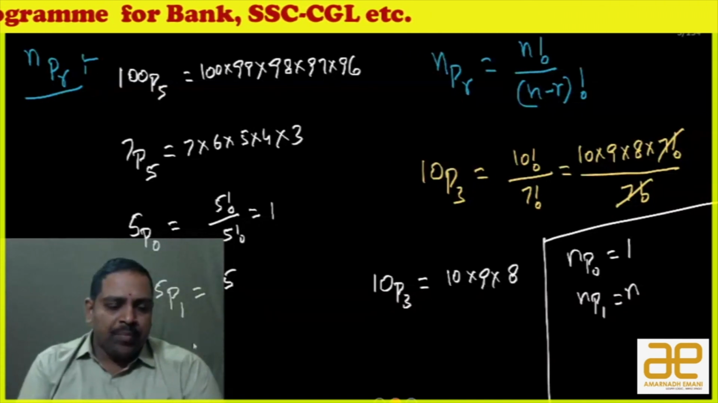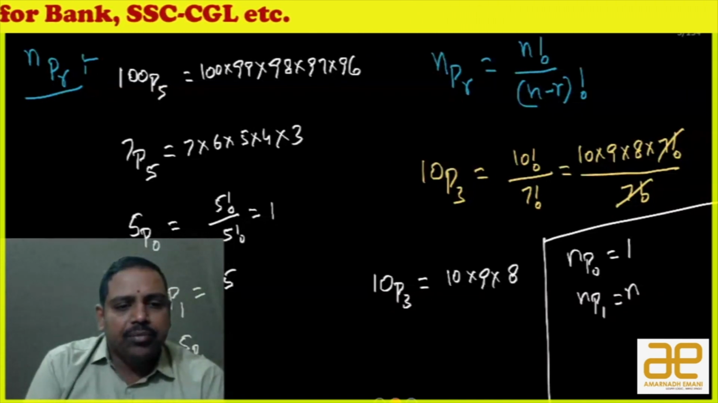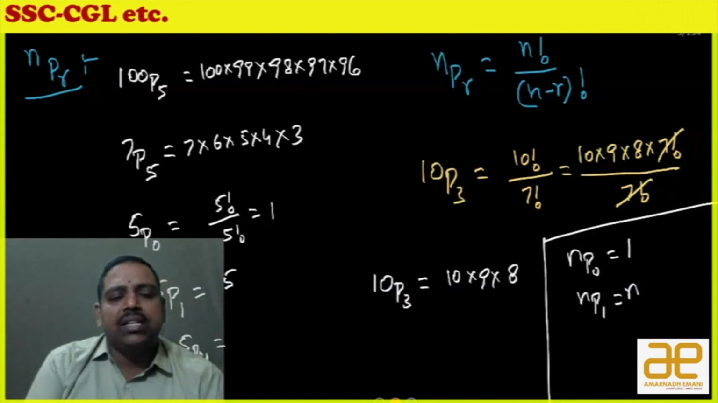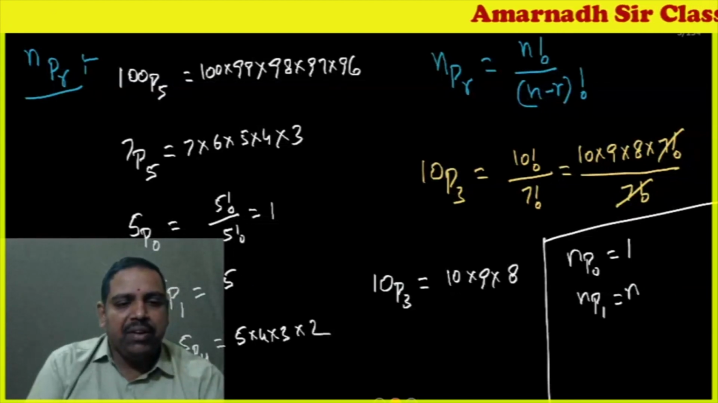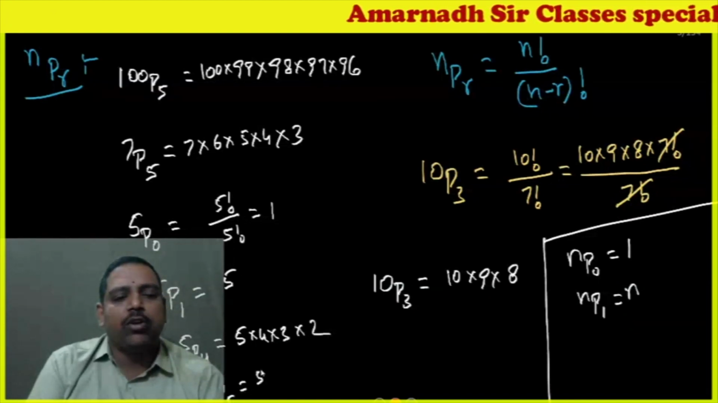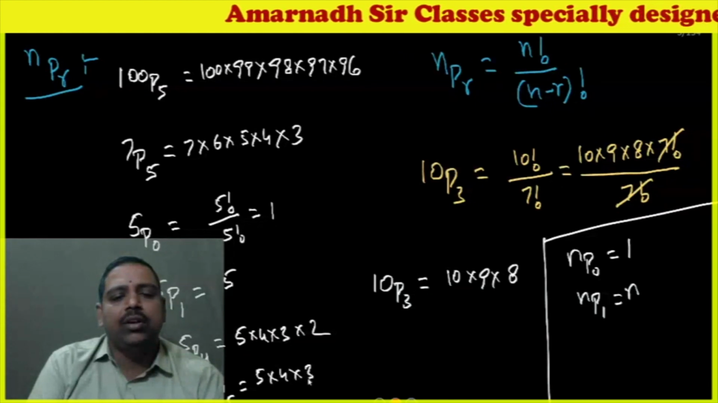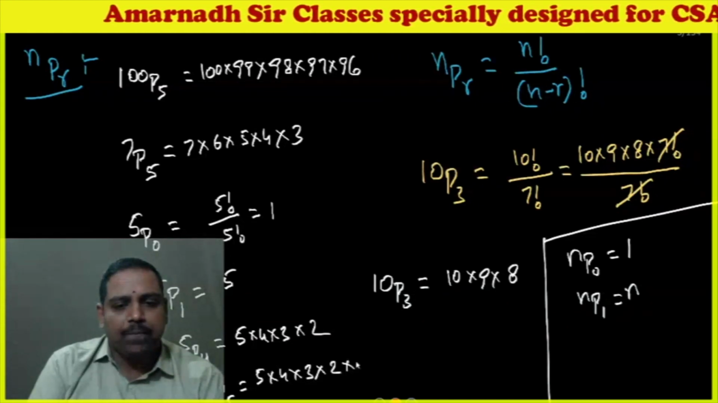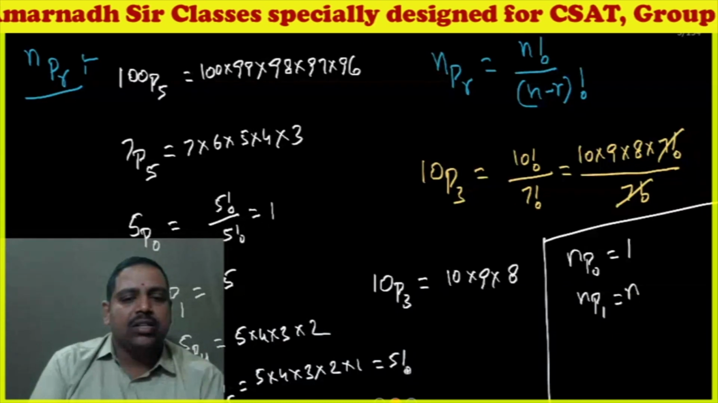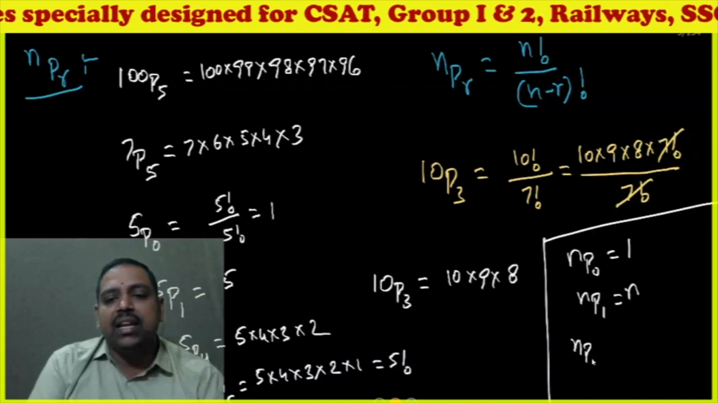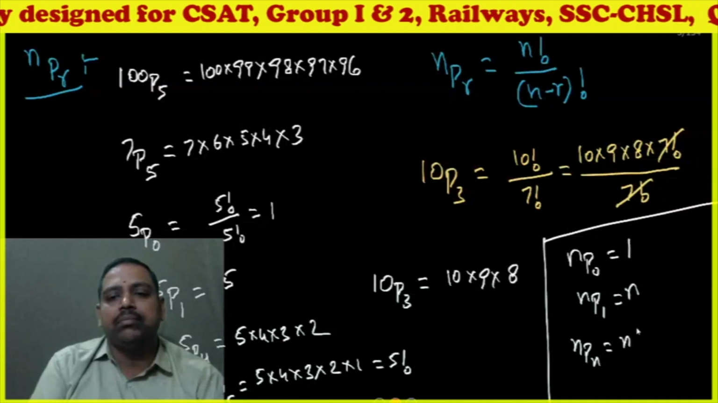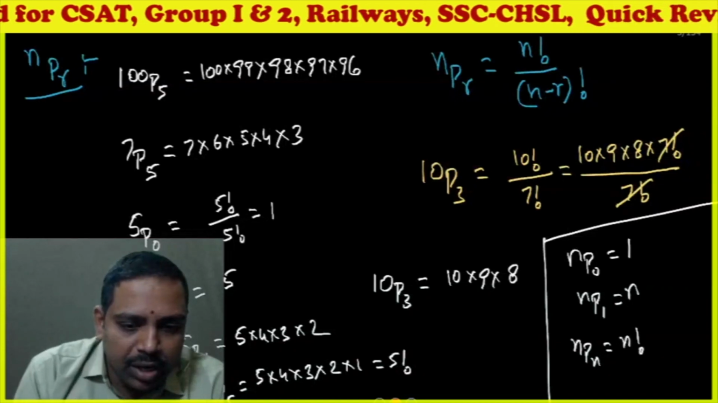Next one. 5P4 if I write, 5P4 means 4 times we have to write, right? 5 into 4 into 3 into 2. Okay. 5P5 if he asks, 5 times we have to write, right? 5 into 4 into 3 into 2 into 1, right? Can I call it 5 factorial? So 5P5 is 5 factorial. That means nPn is n factorial. nPn is n factorial. Okay.